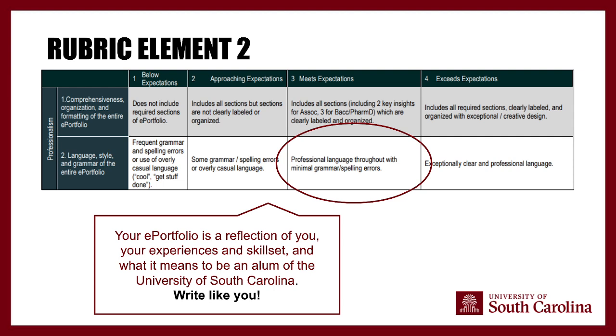Now we will move on to element 2, which is language, style, and grammar of your entire ePortfolio. For a score of 3, it states professional language throughout with minimal grammar or spelling errors. With regard to this element, we know that writing for this ePortfolio is different from other types of writing, such as academic, business, or even creative writing.